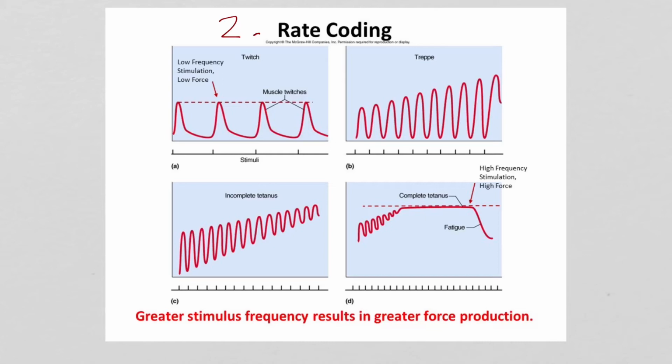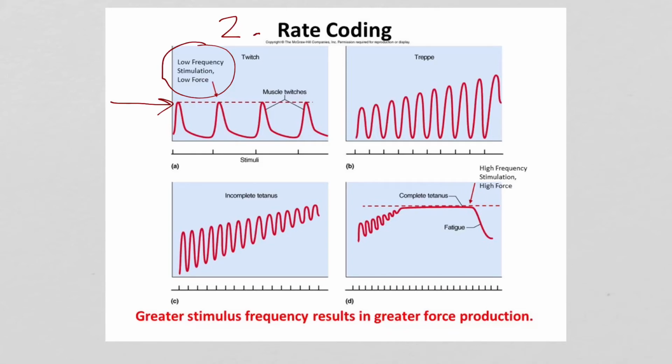If we look at the upper left panel, we can see that low frequency stimulation produces low force. So these are muscle twitches. This might be something like one stimulus every 2 seconds or one stimulus per second. And what are you left with? This force of contraction. It's not all that great.